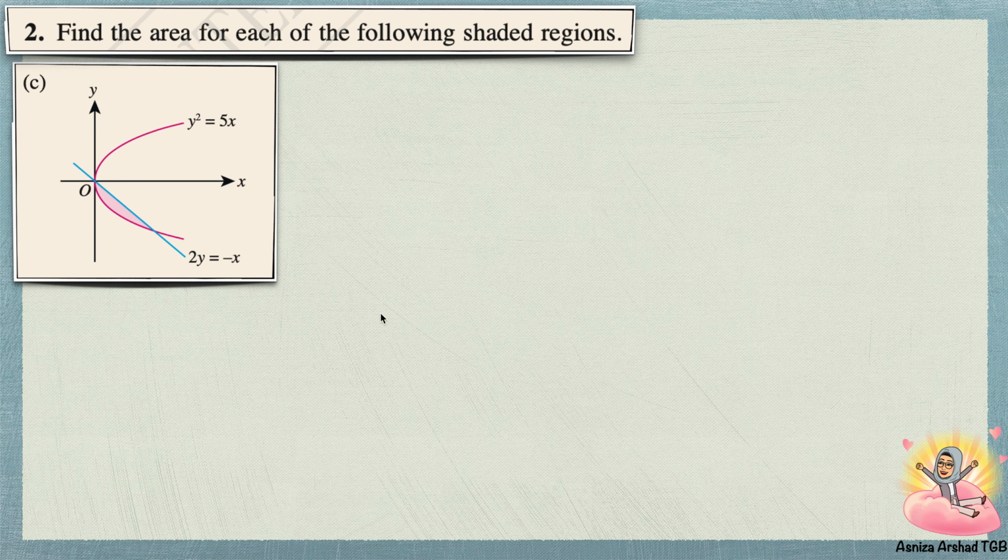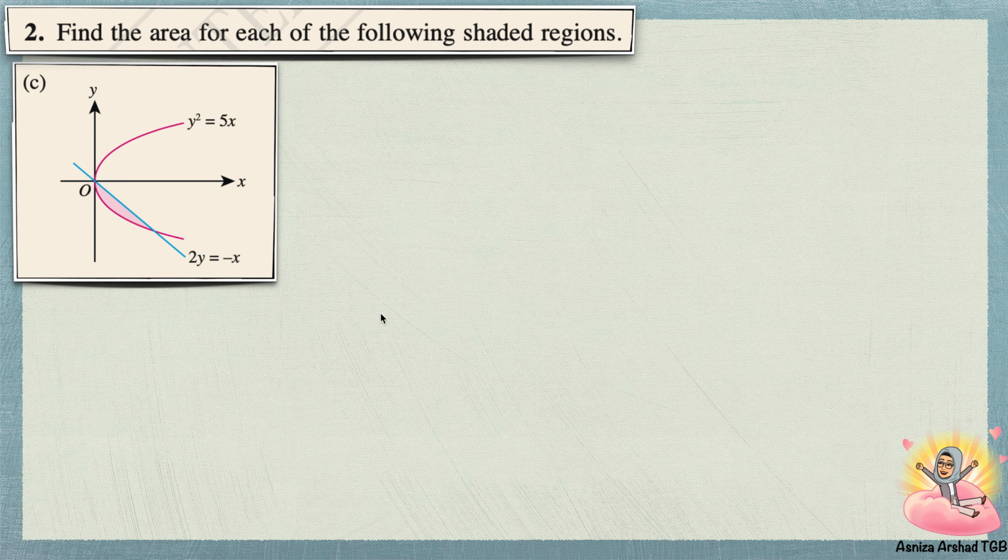Now the first thing is to find the intersection points between both graphs. Using simultaneous equations, we substitute y into the nonlinear equation. Next, we solve the equation by factorization. Here we will have two intersection points. One is when x is 0 and y is 0. Another point is when x is 20 and y is negative 10.